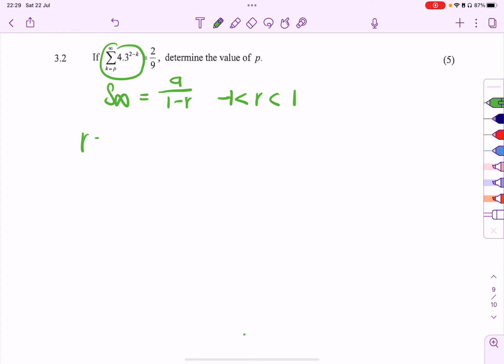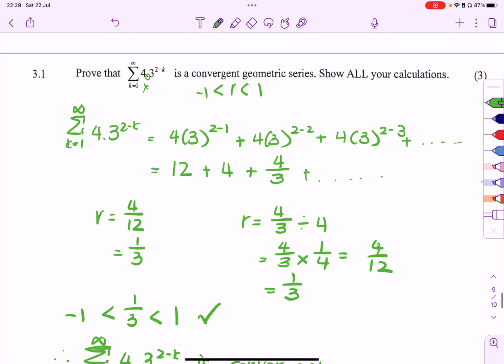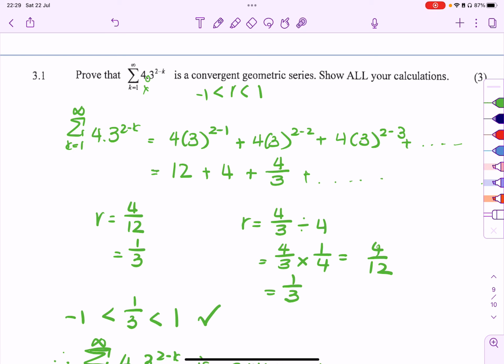So we know from the last question that r is a third. Now, what is a? A is the first term. So from a previous question, we already figured out what the first term is. And the 1 is where we substitute the k in, so that is also where we would substitute the p in.